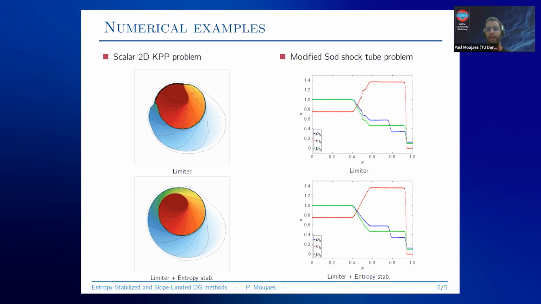And on the right-hand side, we can see a 1D Euler example where we can invoke an entropy shock in the reflection wave, which then is captured very well by the entropy stabilization to get rid of the shock.